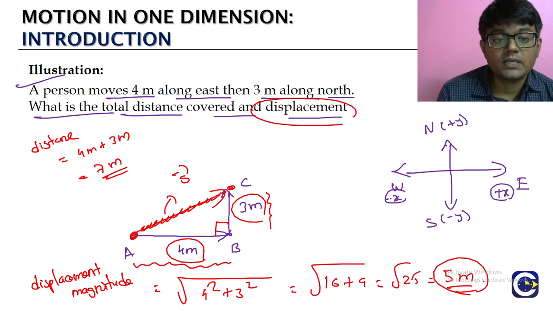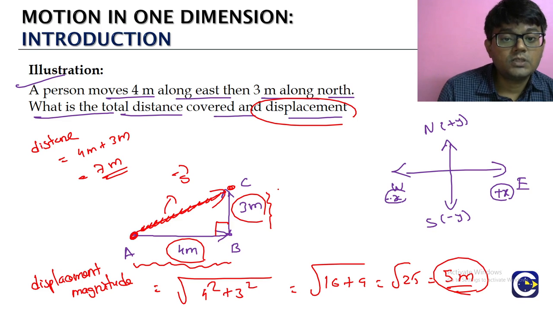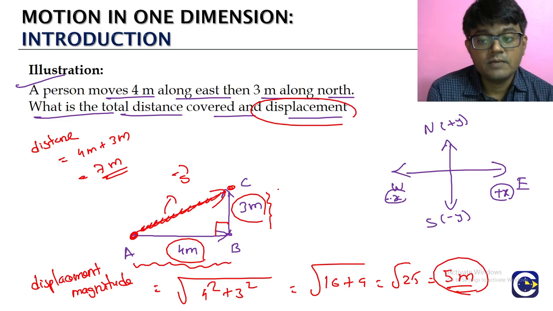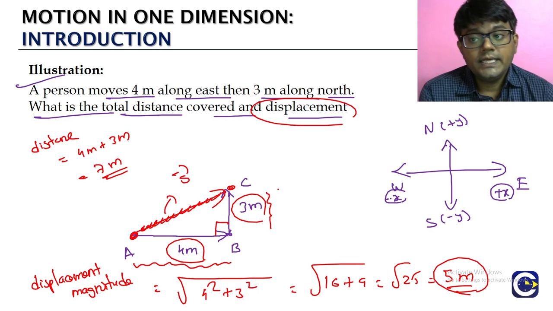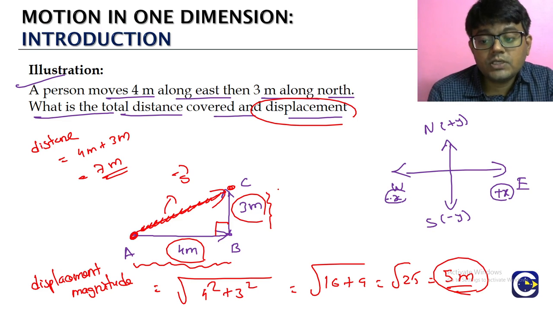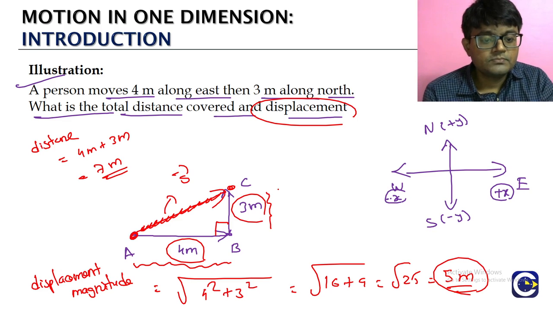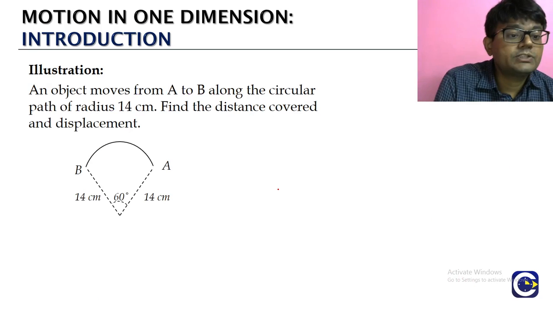The unit is going to be what? Meters. Why? Because both the base and height are in terms of meters, right? So the displacement magnitude also is going to be in terms of meters. Okay, so this is how we will be able to solve questions on distance and displacement. Now we'll go to another question.